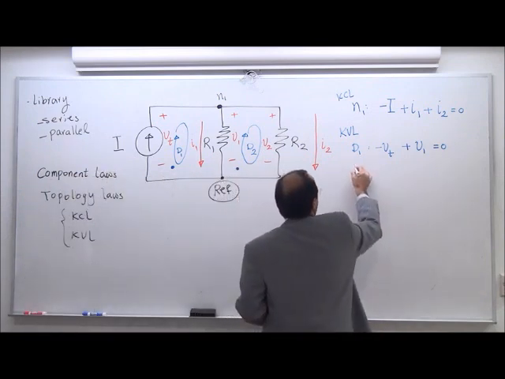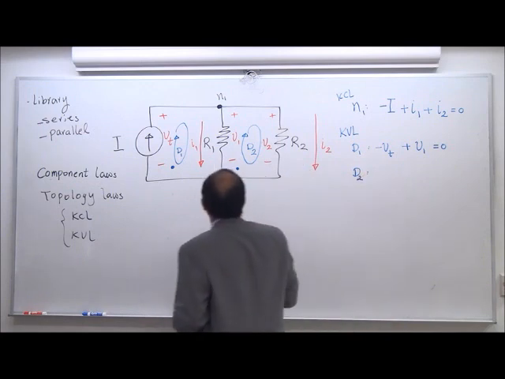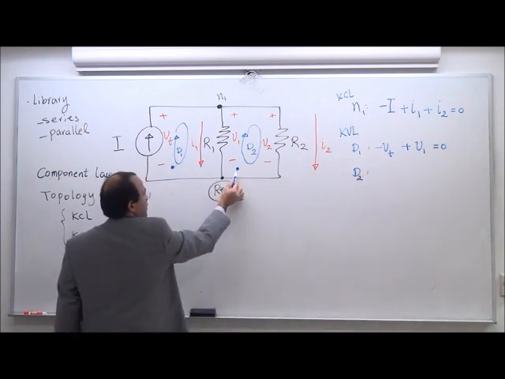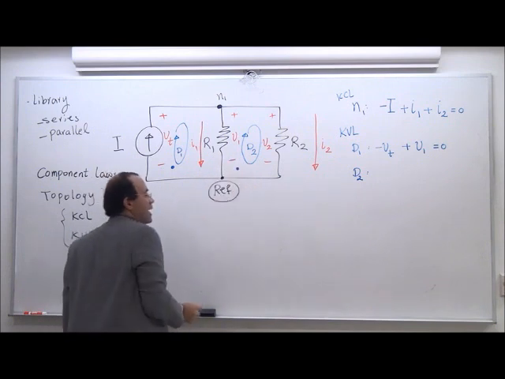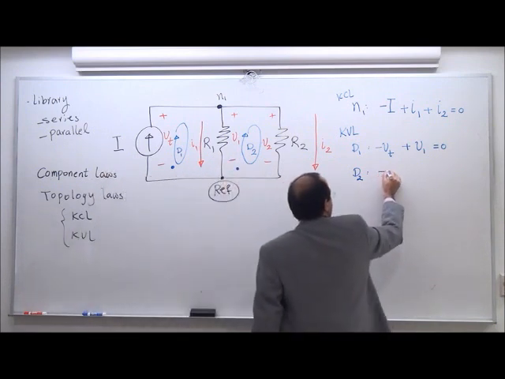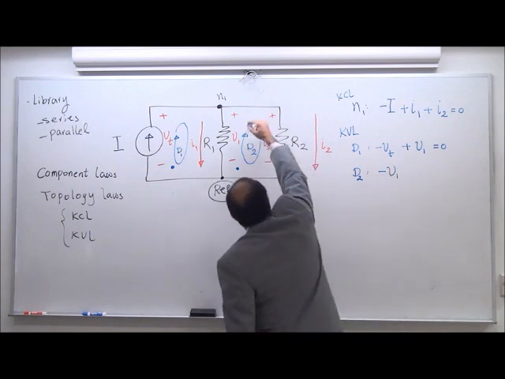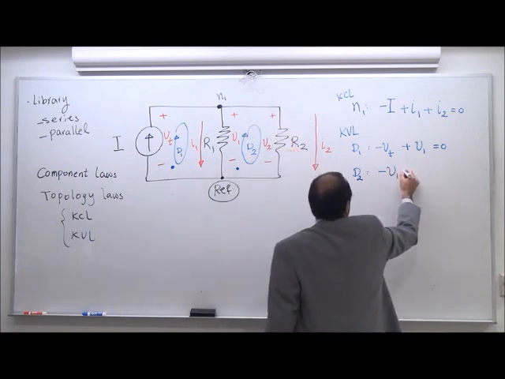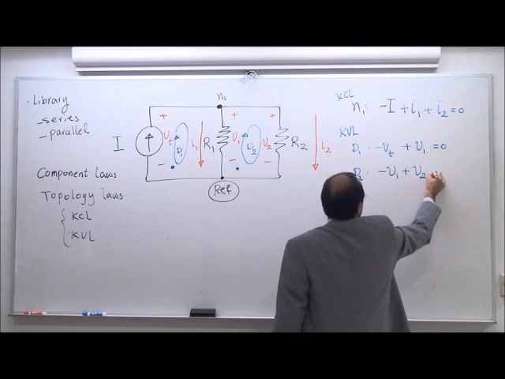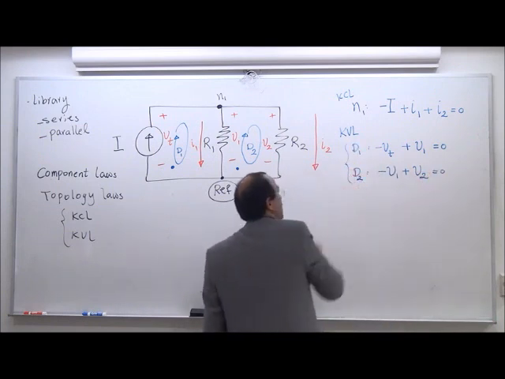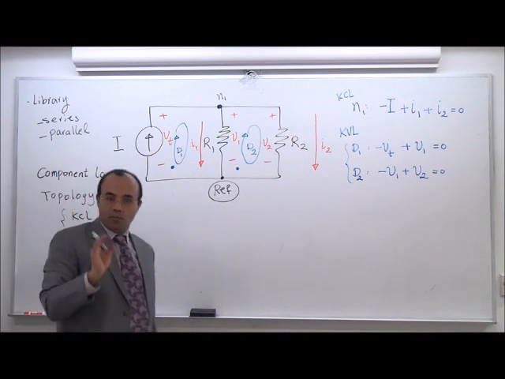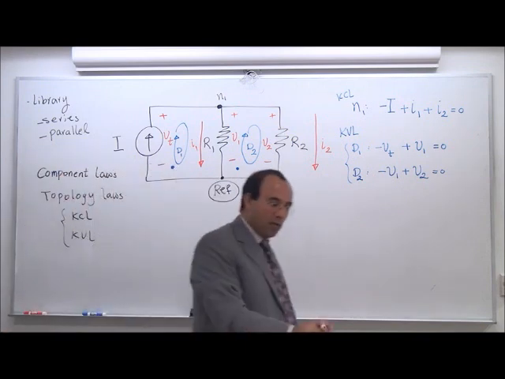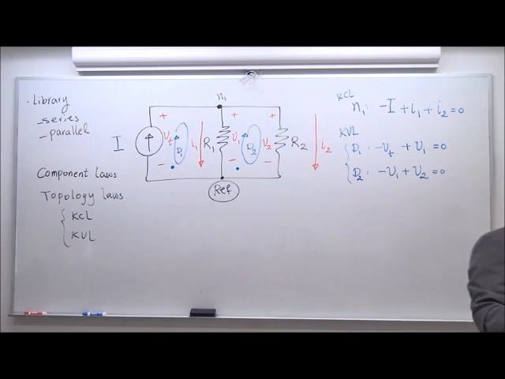Let's do D2. Once again, my journey begins from this dot. The head of the arrow is coming in, hits the negative polarity first, so it's going to be minus V1. Then it continues, hits the plus polarity on V2, and then it's plus V2 equal to 0. That's my KVL law. I wrote topology laws. Topology laws, sub-laws would be KCL laws and KVL law. I finished the topology law.